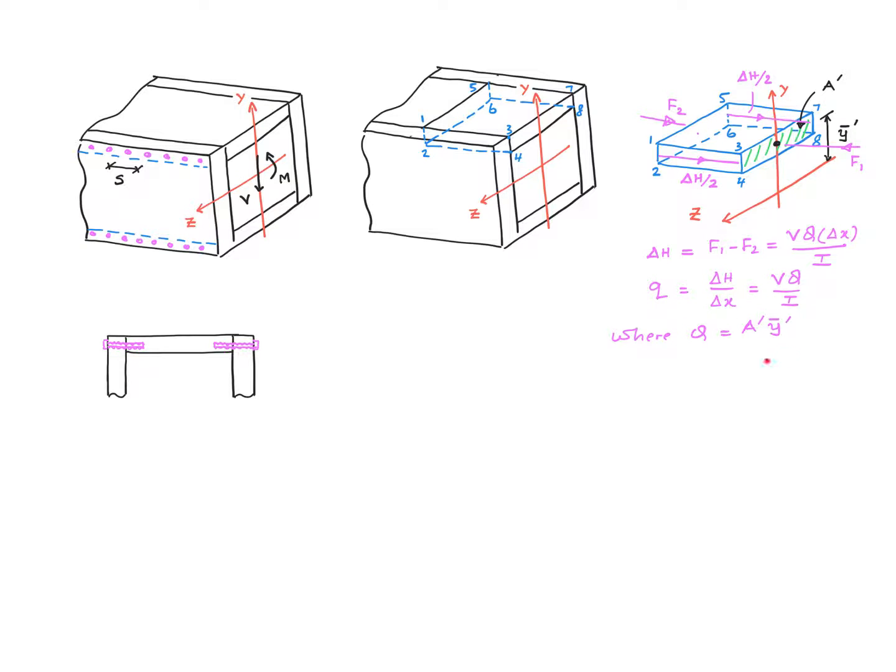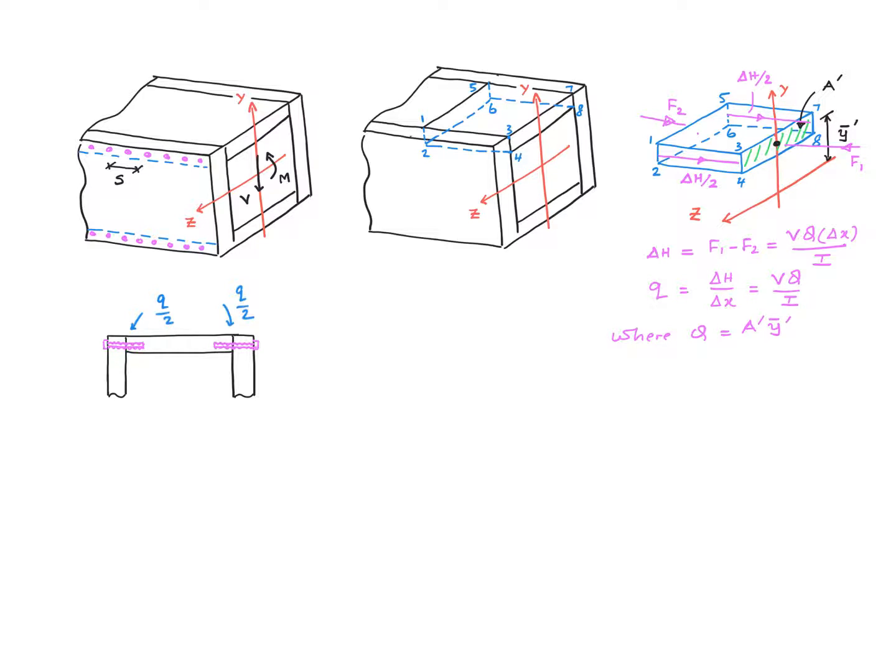Also, take note of the way capital Q is defined. Capital Q is defined as A prime times y bar prime, where A prime is the area of the shaded part. In other words, the area of the board inside here. y bar prime, of course, is the distance of the centroid of the shaded area from the z-axis. So now we put Q over 2 on this side and Q over 2 on the other side. So this might look a little strange to you because we are calculating the force on the vertical plane, not on the horizontal plane, right? But don't worry, we are using the fundamental principle of equilibrium.